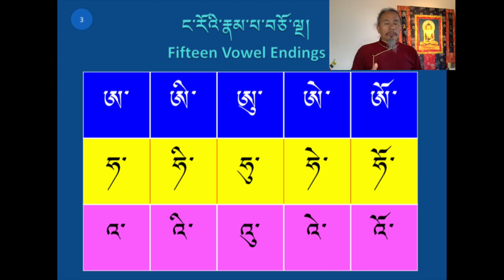But then when we use it for the endings, vowel endings, then they may change to ha, he, hu, he, ho. And then a, i, u, e, o. Okay? So listen carefully to these 15 vowel endings.